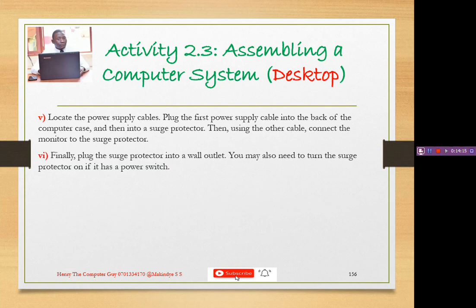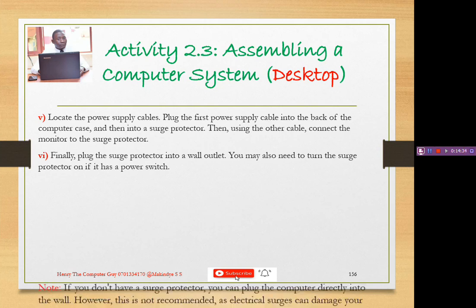Finally, plug the surge protector into a wall outlet. You may need to turn the surge protector on if it has a power switch. Remember, we said that we have a UPS. Even the UPS has what we call a button that you can put on. Then you connect it to the main socket.